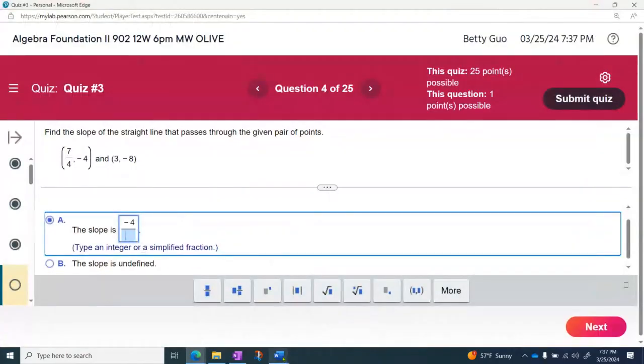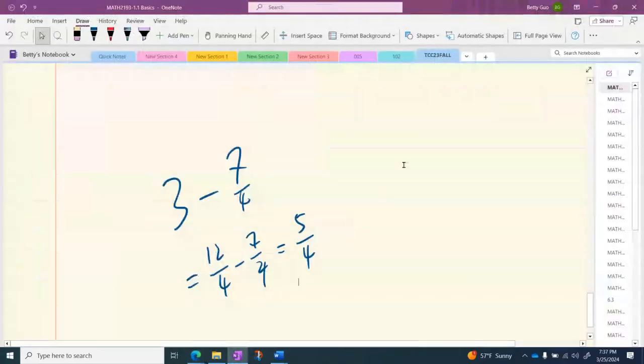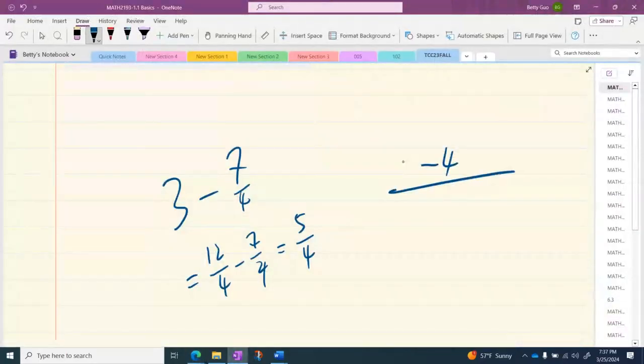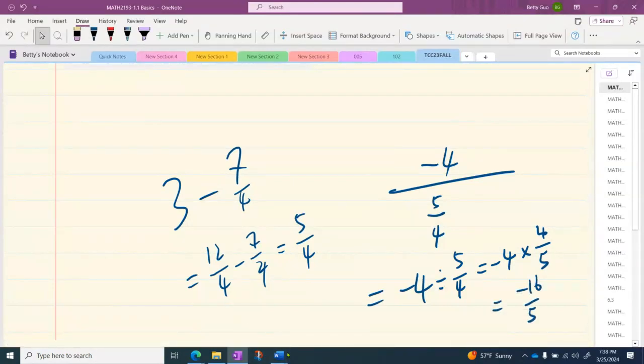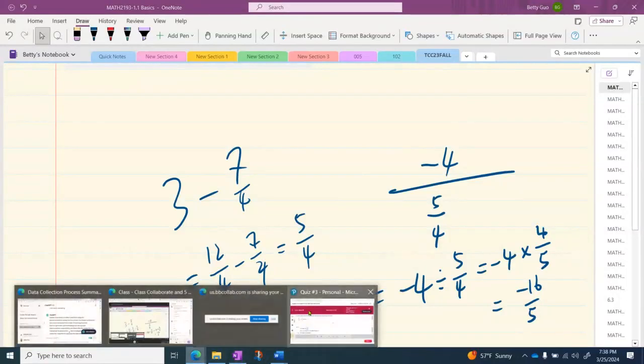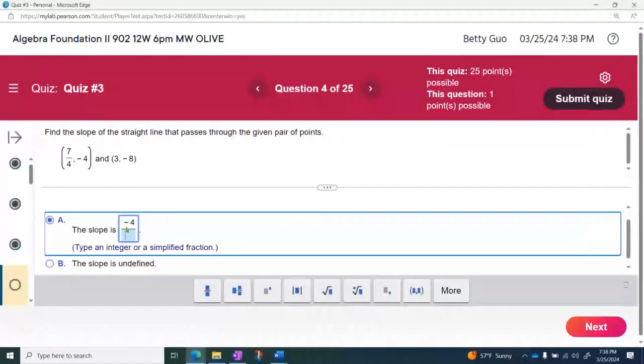So denominator is going to be 5 over 4. So numerator is negative 4. Denominator is 5 over 4. So this actually is negative 4 divided by 5 over 4. Keep, change, flip: times 4 over 5. So we have negative 16 over 5. Negative 16 over 5. This actually is a good question.